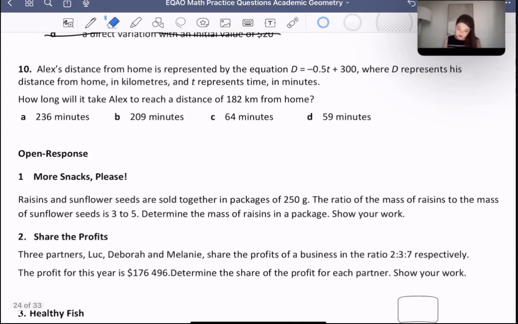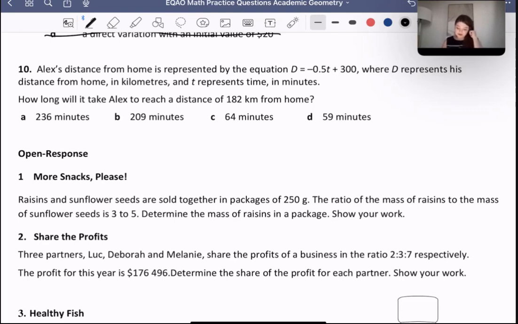Let's move on to number 10. Alex's distance from home is represented by the equation D is equal to negative 0.5t plus 300, where D represents his distance from home in kilometers and T represents time in minutes. How long will it take Alex to reach a distance of 182 kilometers from home?